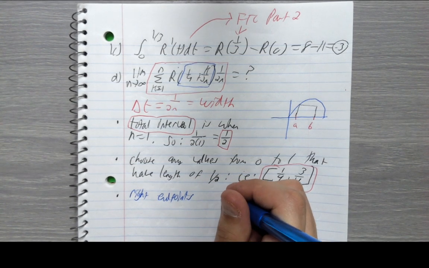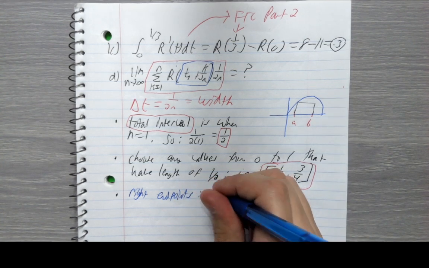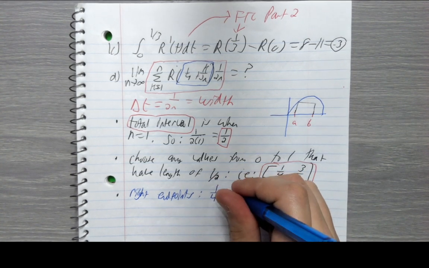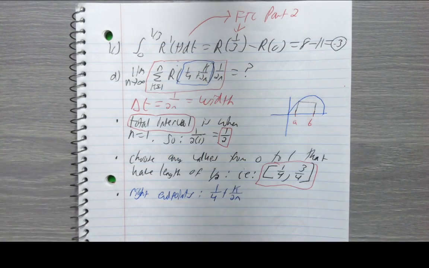But the blue is our right endpoints. So essentially, whatever's inside that function gives us our right endpoints. So in our case, it's 1/4 plus k over 2n. Okay, now, actually, from here, we can get our answer. So I don't want to have to rewrite this whole thing. So I'm just going to draw an arrow.